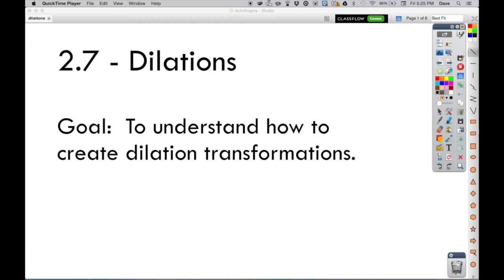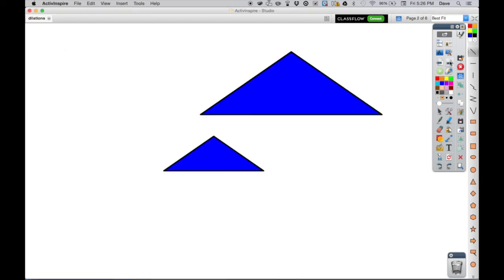Lesson 2.7, Dilations. Alright, so our goal today is to understand our fourth and final transformation, which is how to create dilation transformations. In other words, how to shrink or enlarge objects. What we're basically trying to achieve here, and the reason why it's been separated from the other transformations, is that this is the only transformation where the shape we end up with, let's say this was the original and it was blown up to make this shape here, is that it's not congruent.